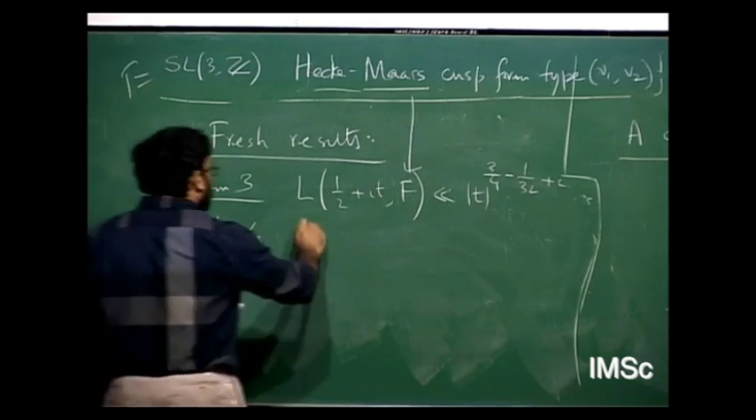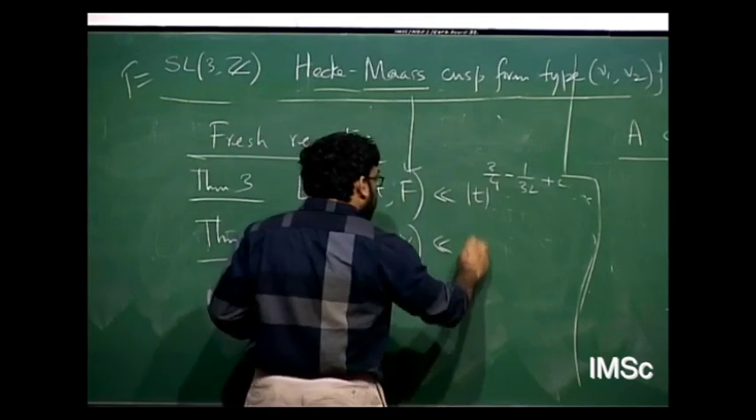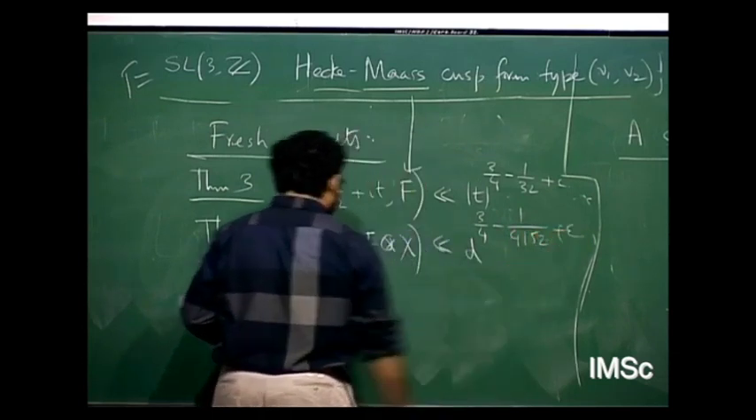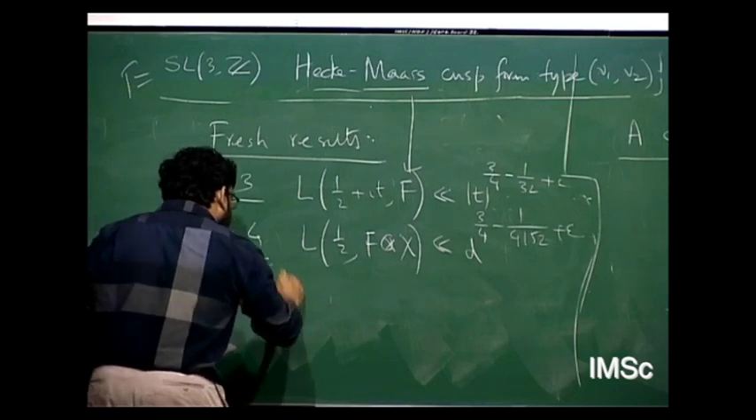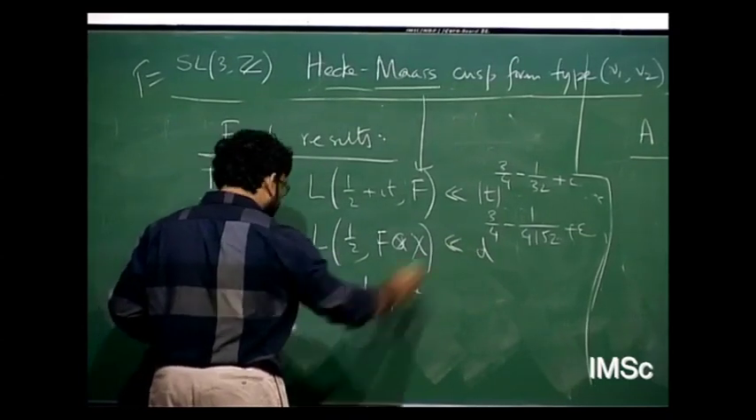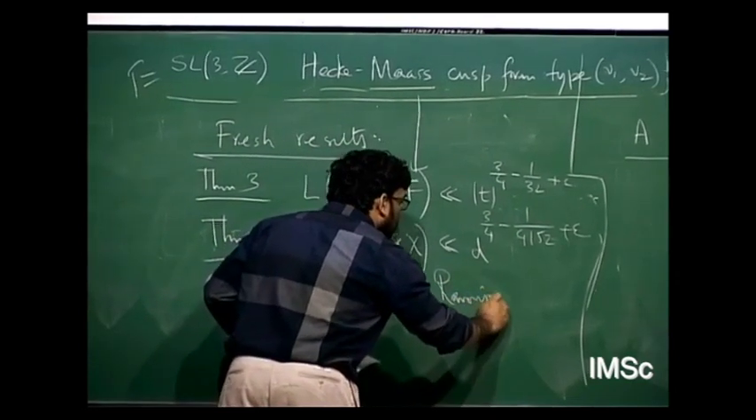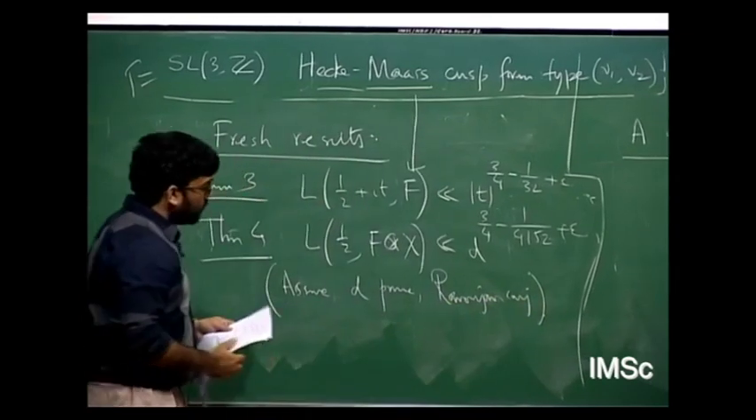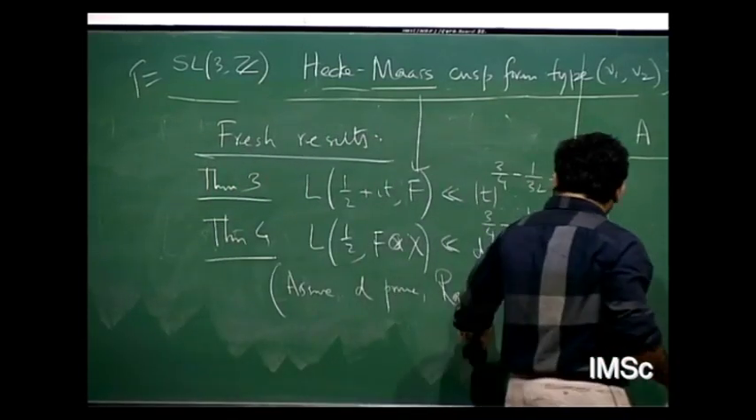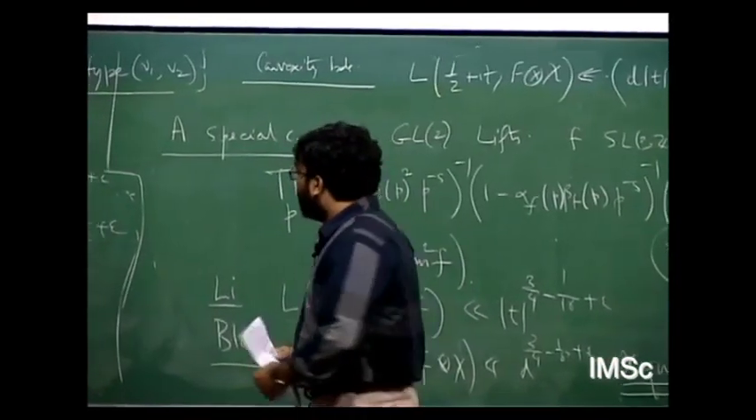Theorem 4: L(1/2, f twisted by chi) is bounded by d to the power 3/4 minus 1/4152 plus epsilon. It doesn't matter what you have here, but here we assume d is prime. This is just a technical convenience. You can do it for all d, I'm sure. But you have to assume the Ramanujan conjecture, the full strength of the Ramanujan conjecture. That means that the Fourier coefficients are bounded by the divisor function, and the Langlands parameters are on the half line. Then you can get subconvexity.